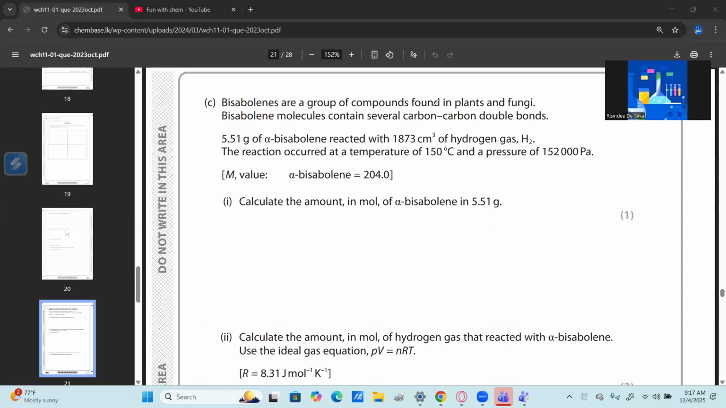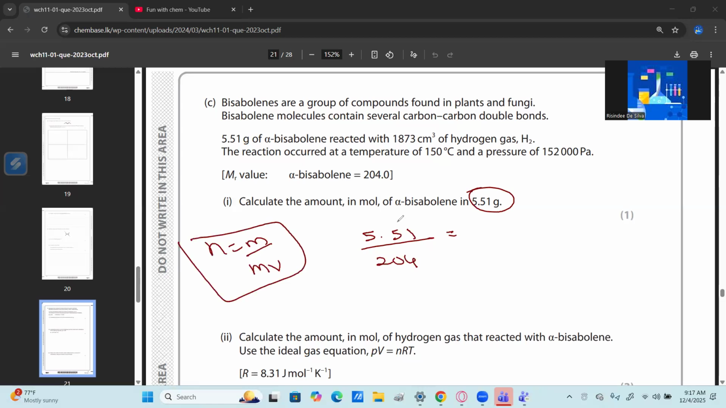Bisabolines are a group of compounds found in plants and fungi. Calculate the amount of moles of bisabolane in 5.51 grams divided by 204. So when they give a different name or compound, no need to get scared. If they give a mass, the only equation we can use to find the number of moles is this. So when you divide 5.51 by 204, you get 0.0270 moles.